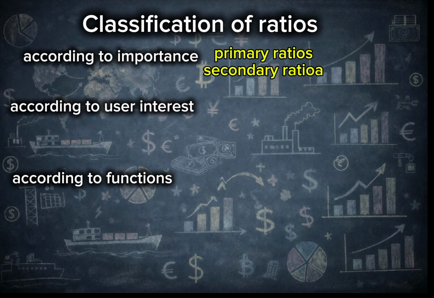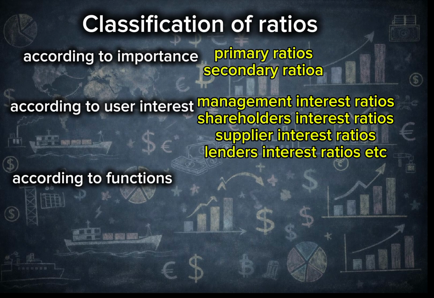Also, people have said ratios should be classified according to users, that's according to the interest of the users, because different users have different needs. Managers, for instance, are more interested in ratios that help them in the operation and control of the company, while owners are more interested in ratios that tell them about the profitability of the company, about the dividends they are about to receive, and about whether that company needs more capital or not.